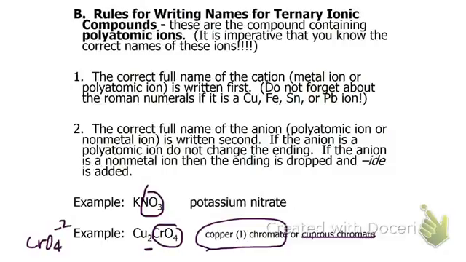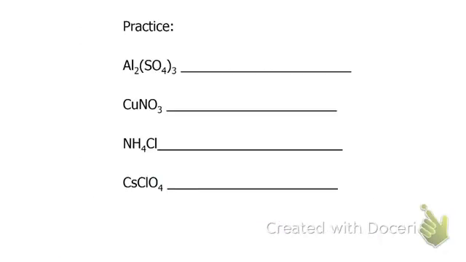So let's do some examples. There's not that many ternary examples in your notes, so we're going to do a few extra on here. Okay? So this first one was our journal question. So what was that called? Aluminum sulfate.